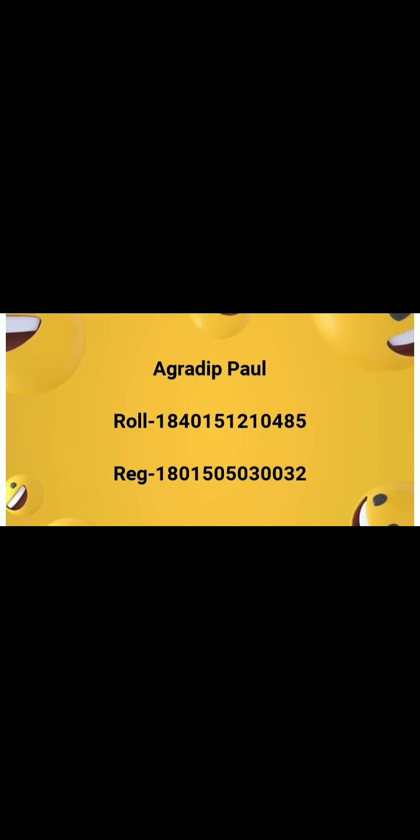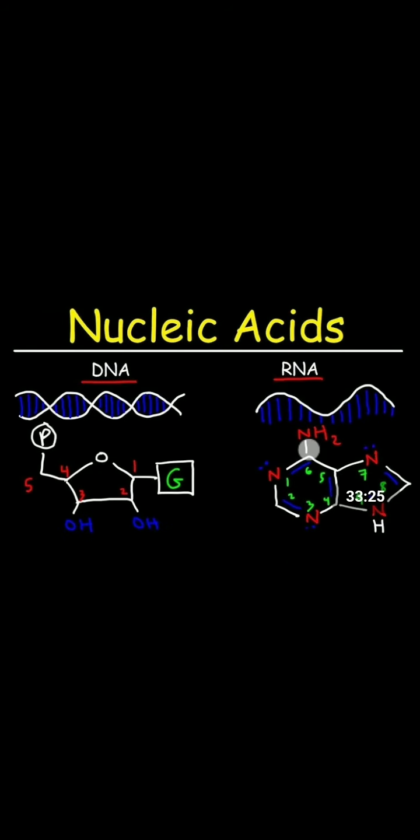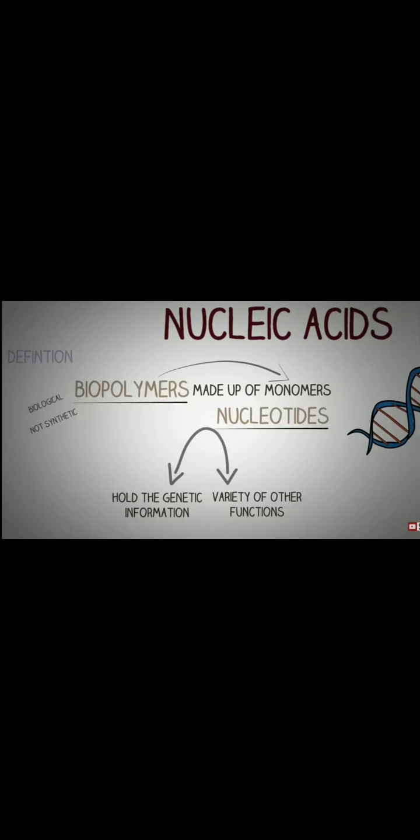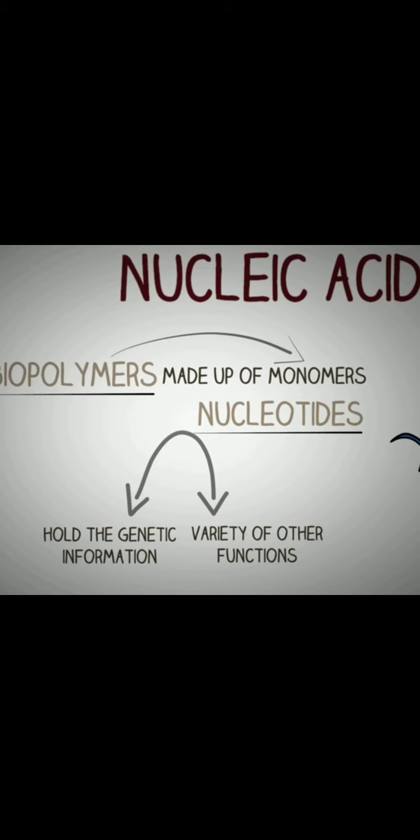Now I am going to discuss nucleic acids. In this video, we are going to study nucleic acids. Nucleic acids are basically biopolymers made up of monomeric units known as nucleotides. We have two important functions for nucleic acids: they hold the genetic information, and they perform a variety of other functions that we will discuss later. We have two important types of nucleic acids in our body, the DNA and RNA.